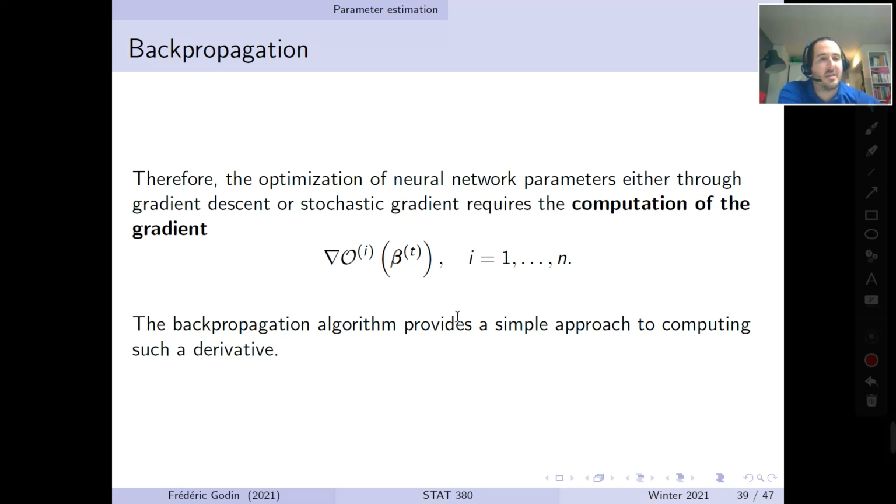So we saw that in a batch approach, or even in a regular stochastic gradient approach, we need to compute these derivatives: the derivatives of the ith component, the component associated with observation i of the objective function, evaluated at the current values of the parameters beta in our algorithm. Next, we're going to describe how to calculate this.